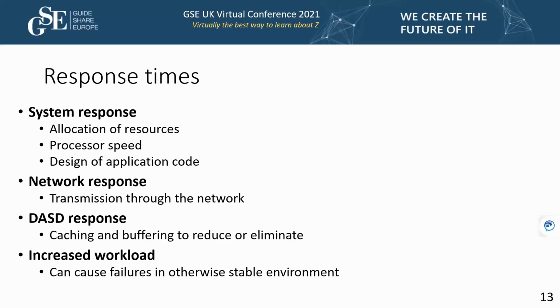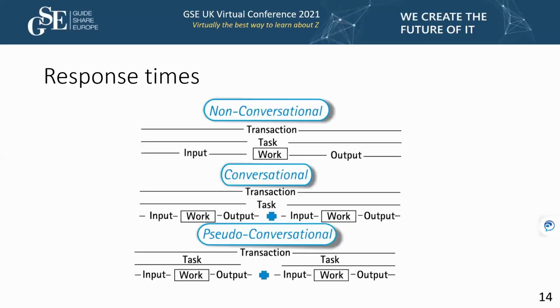Transmissions through the network. Are you compressing the data streams? Or DASD response, caching and buffering to reduce or eliminate physical IOs, as I mentioned with LSR. I just had a company go from spinning disks to solid state. What a difference in performance. So there's always some improvement. If you can't improve those areas because they're outside your world, because we're in the world of CICS, then you just have to deal with them and try and improve other areas. Now, increased workloads can cause failures in otherwise stable environments, and those are always opportunities to tune.